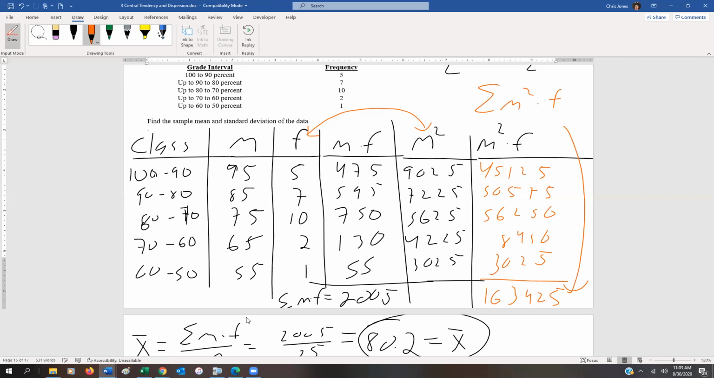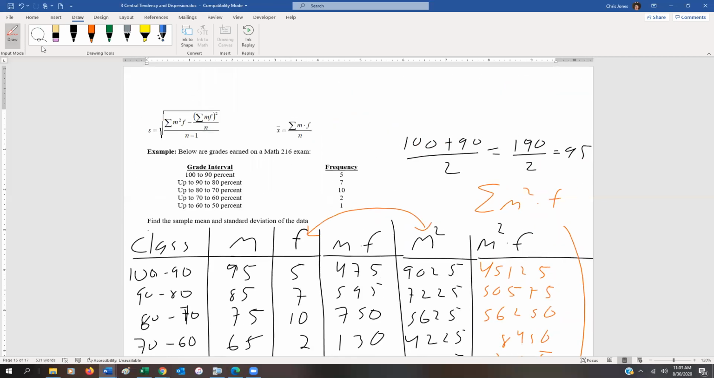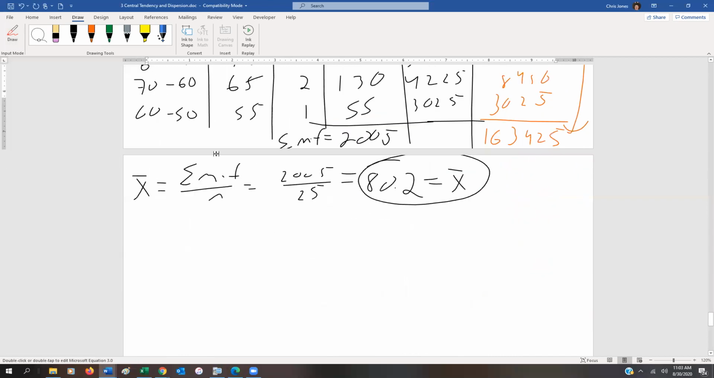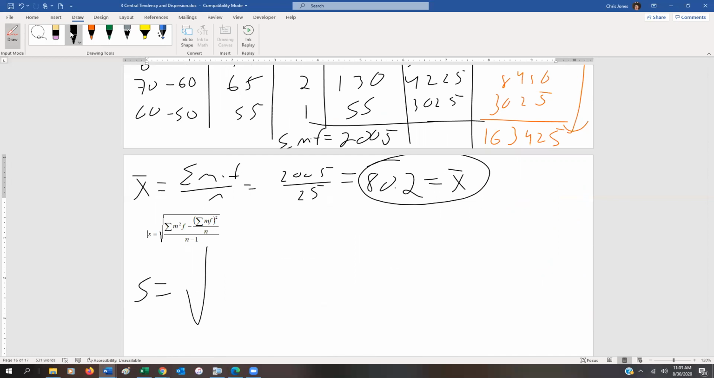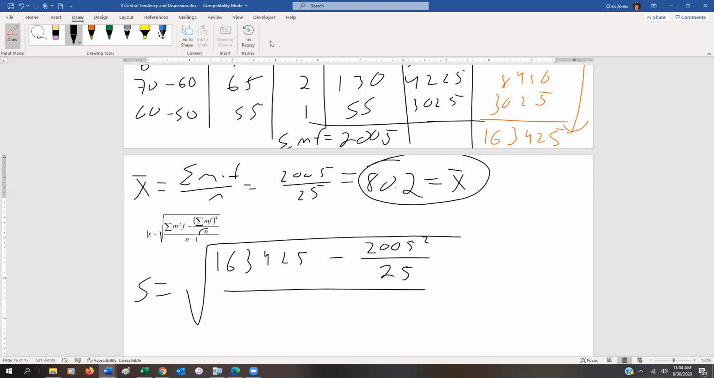And so what do we do with that? Well, we're going to throw it into our formula. All right, so I'm just going to copy this, so that way we know what we're looking at. And so when we substitute everything in, we're going to get the square root. M squared f is going to be that 163,425 that we just got. And then we're going to square the sum of mf. So hopefully when you work this through, you had 2005 squared. Remember, we had 25 as the n, right? So this value is n, and then finally n minus 1 is 24.